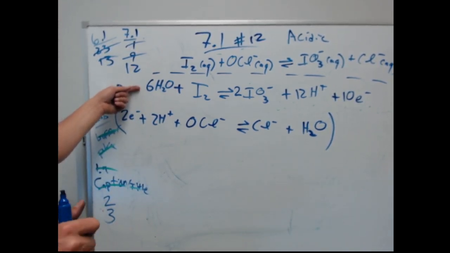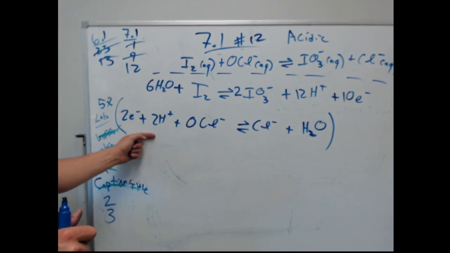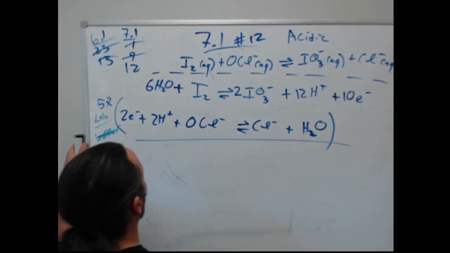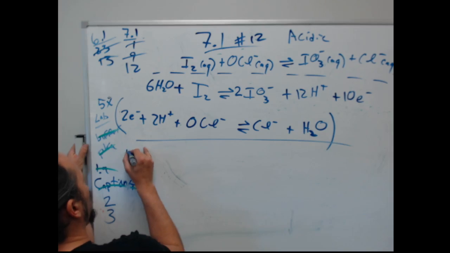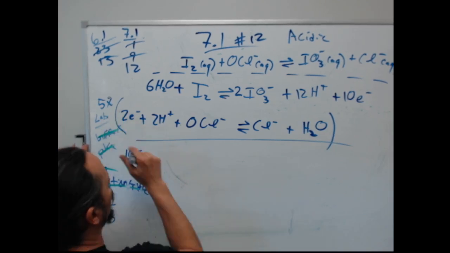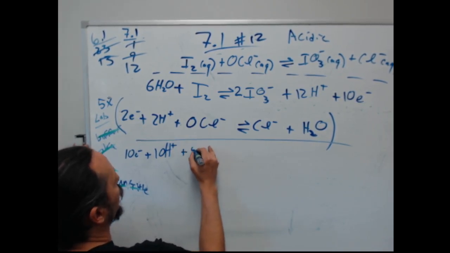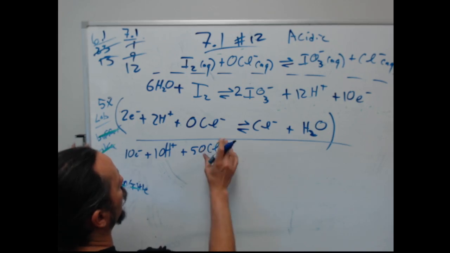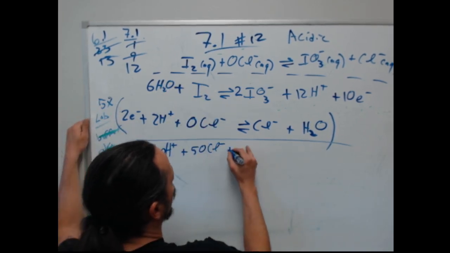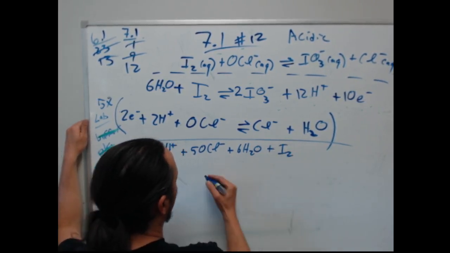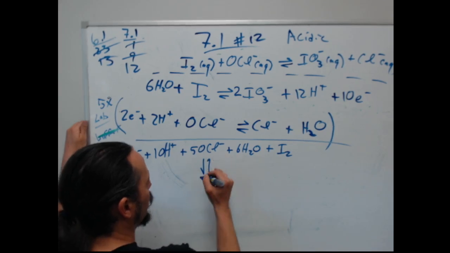Every one time this iodine thing happens, this chloride, hypochlorite thing needs to happen 5 times. Now I can put this together into my overall, and I'm going to do it a little bit different than last time. I'm going to have 10 electrons, because it's 5 times that, plus 10H+, 5 OCl-, so that's my 5 times all of that, plus 6 H2O, plus I2, and I don't have enough space, so I'm going to go this direction.